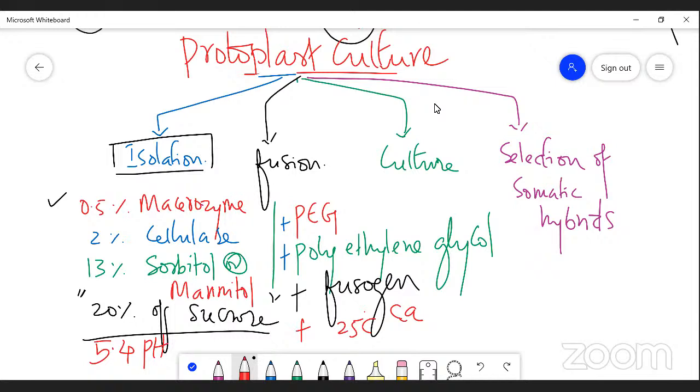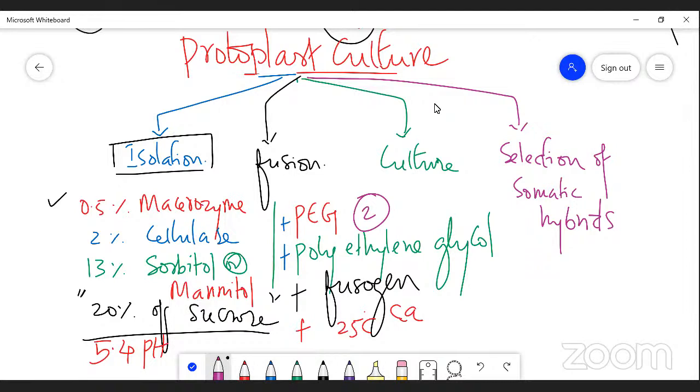Very good. Sometimes you can expect the question in a 2 marks or 1 mark question also. Which of the following is known as a fusogenic agent? A. Polyethylene glycol. B. Glyceric acid. C. Glycolic acid. D. All the above. If it is asked, what are you going to choose as the answer?